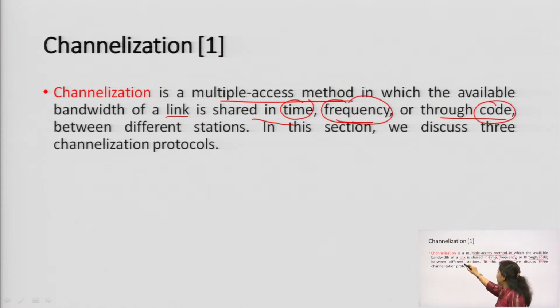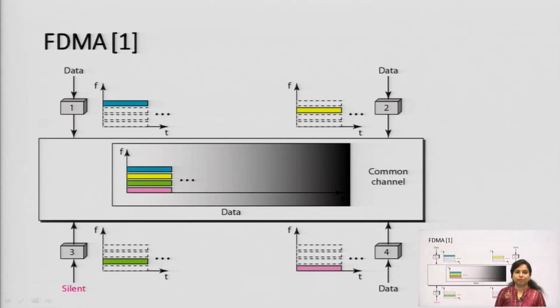Now, between the different stations. What does station mean? Stations means a number of users. There may be 1 user, 2 users or n number of users. Now, in this section we will discuss 3 different types of channelization protocols. The first one is known as frequency division multiple access.